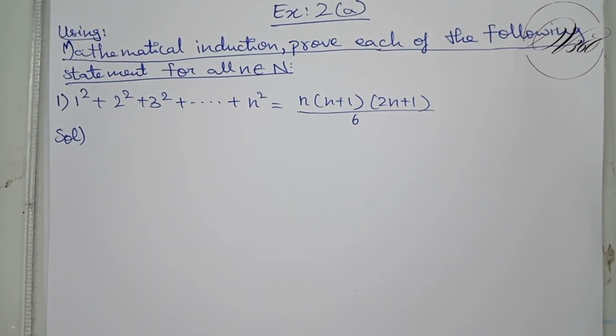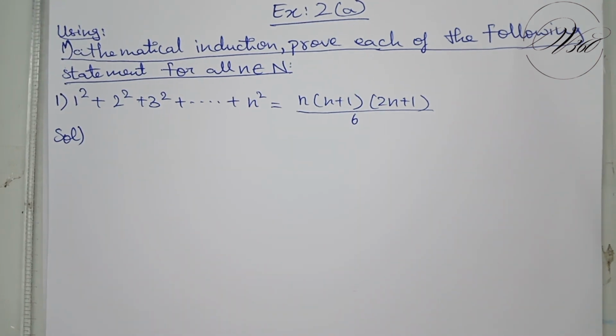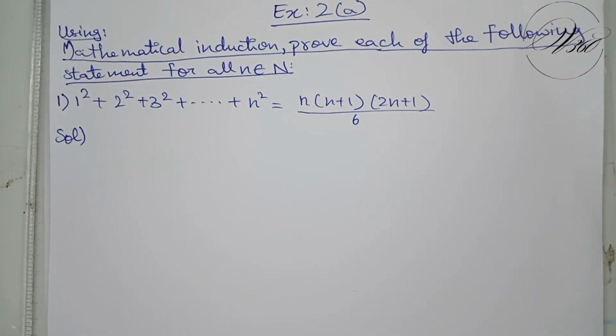Okay, now we are going to do exercise number 2a. In this lesson there is only one exercise, that is exercise number 2a. I told 21, sorry, it is 2a. Now we have the question, that is using mathematical induction prove each of the following statements for all n belongs to capital N. Capital N is nothing but natural numbers.